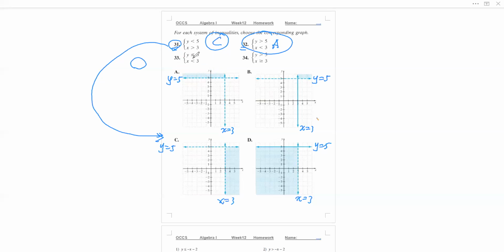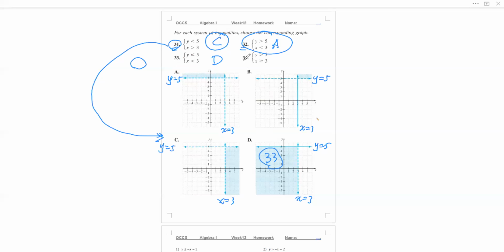Y less than or equal to 5. Less than or equal to 5 is the important part, and including the line. The bottom part, including the line, so it looks like D. Here is D, right? X less than 3, so it's the left part of here, and not including this line. So here is D.